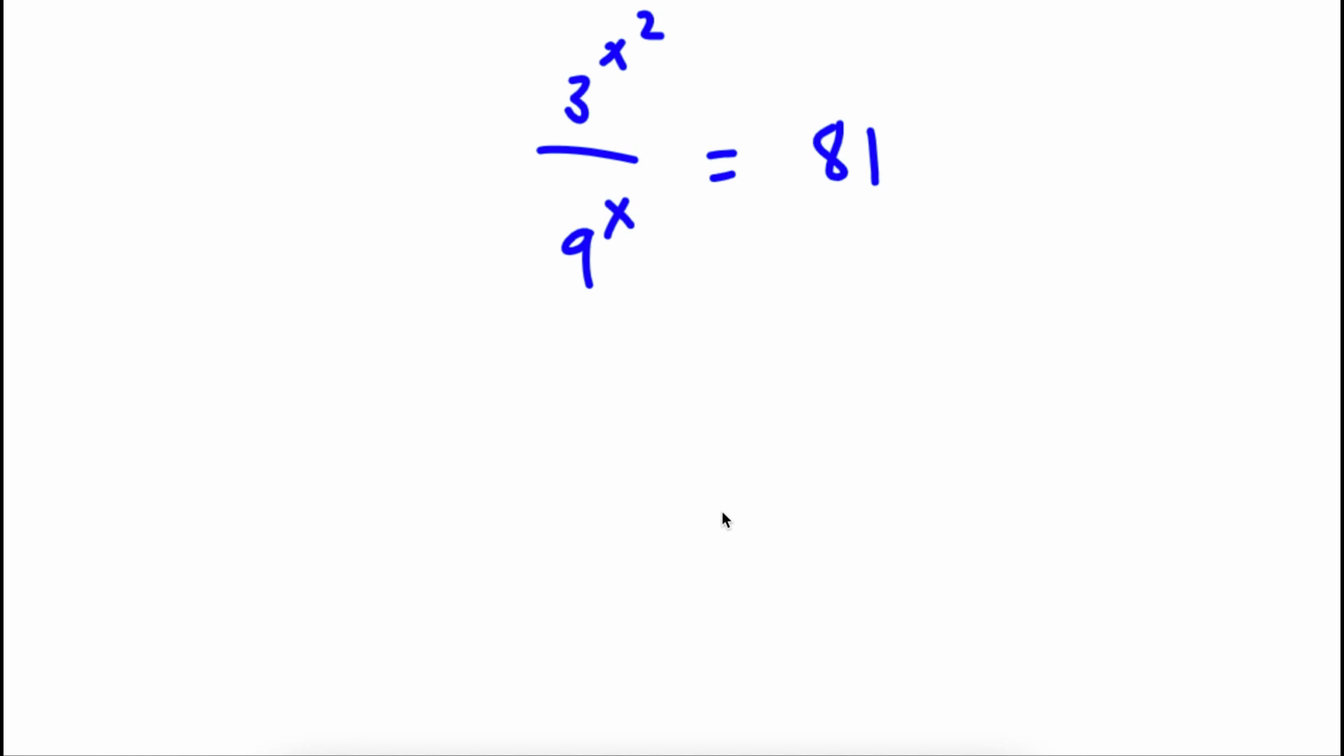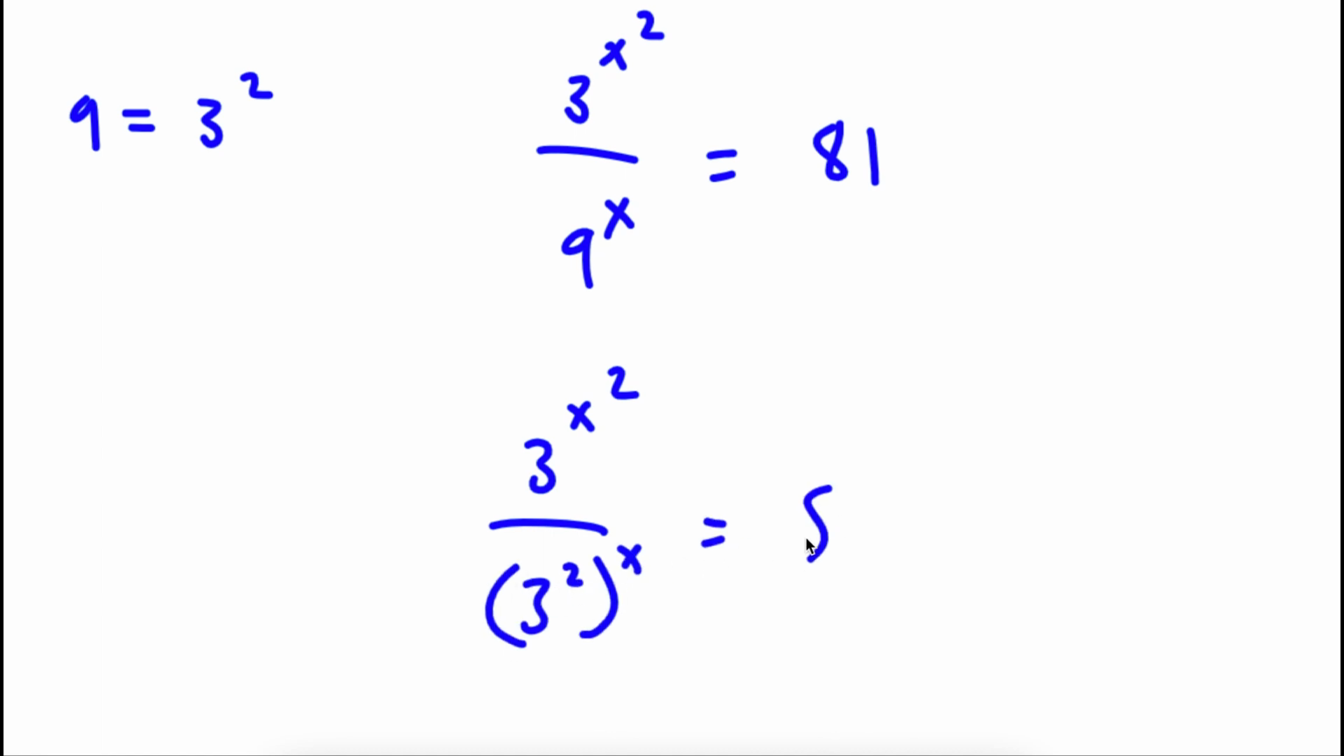Alright, so I have 3 to the power of x squared over 9 to the power of x is equal to 81. Now, first off, 9 here, this is equal to 3 to the power of 2. So if I replace 9 with 3 to the power of 2, I get 3 to the power of x squared over 3 to the power of 2 to the power of x is equal to 81.